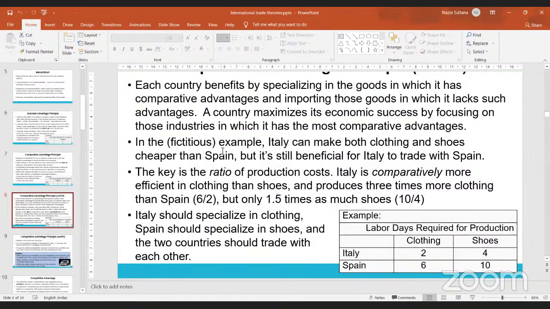So in the example, you can maximize your economic success by focusing on those industries in which it is most advantageous to you when compared to other industries. Here the example is taken for Italy and Spain. They both can make clothing and they both can make shoes.